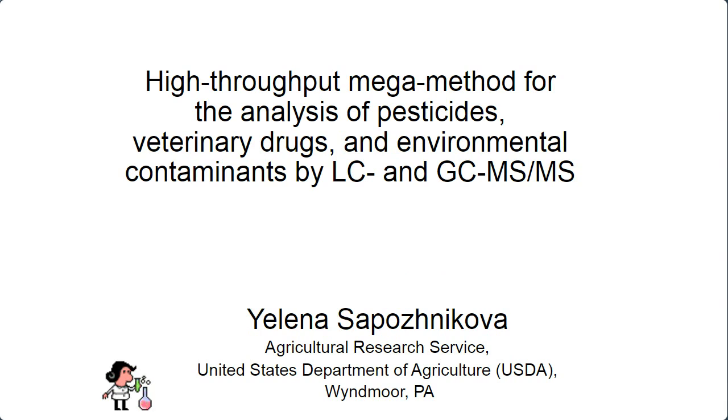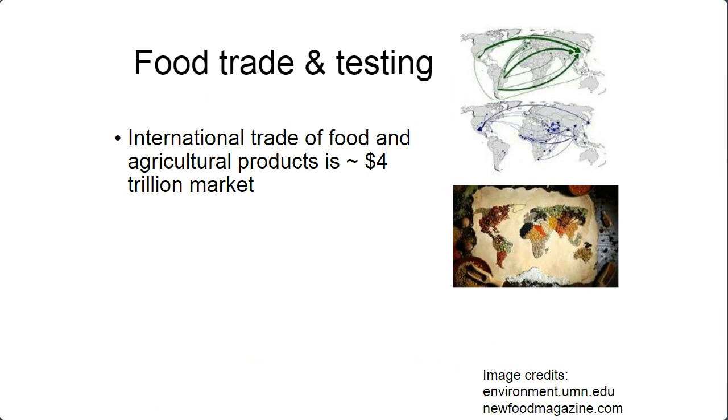Today, my presentation is on a high throughput mega method for the analysis of diverse classes of contaminants, including pesticides, veterinary drugs and their metabolites, and environmental contaminants by liquid chromatography (LC) and gas chromatography (GC) coupled with tandem mass spectrometry (MS/MS). So first of all, why is it important to have advantageous analytical methods?